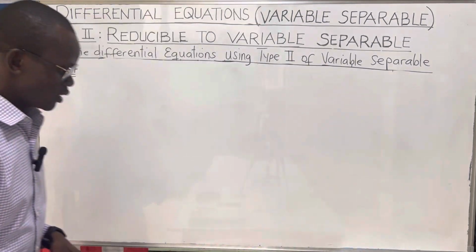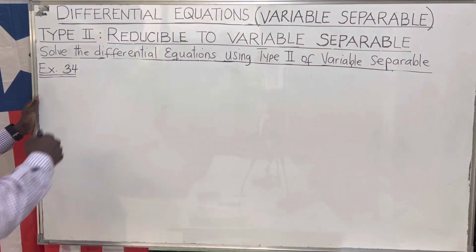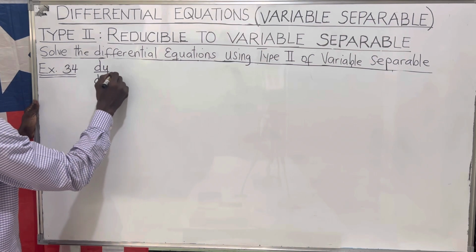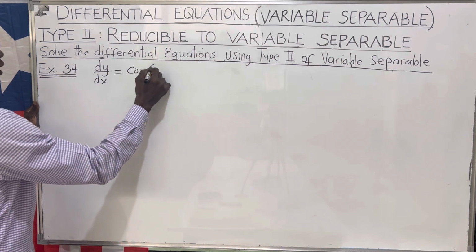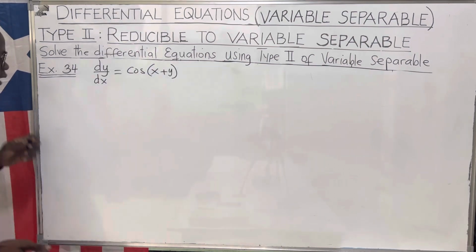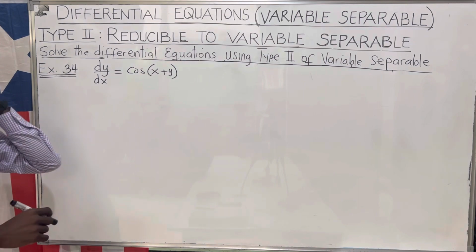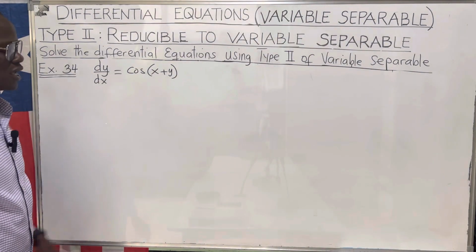So if we have dy by dx equals cos of x plus y. Now, question 34. What if we had this problem? dy by dx equals cos of x plus y.